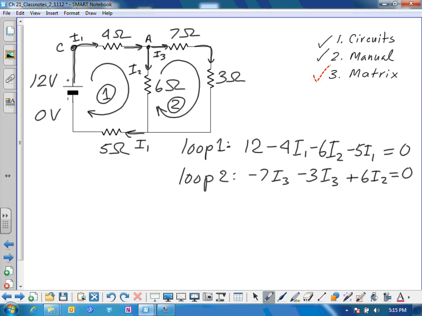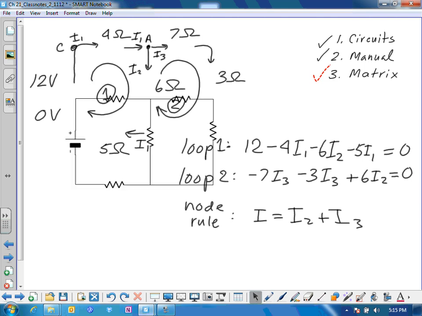So we've applied our two loop rules. Now we're going to apply the node rule, sometimes called the junction rule. The node rule states that, looking at node A, the current entering, I1, is equal to the current leaving, I2 plus I3. And so now we have 3 simultaneous equations and 3 unknowns, and we can proceed to solve this.